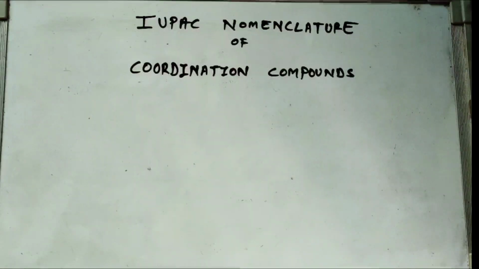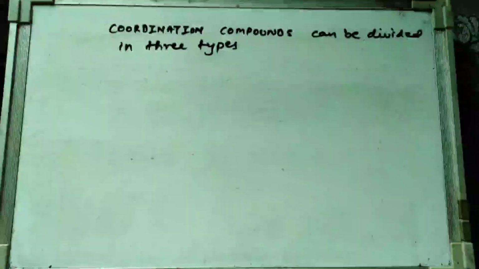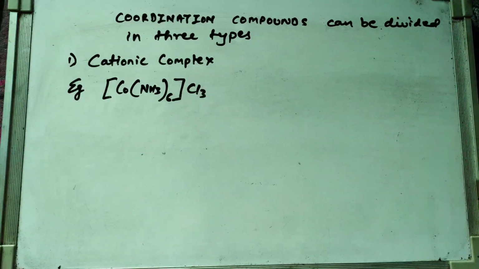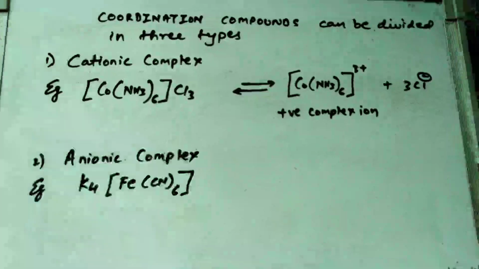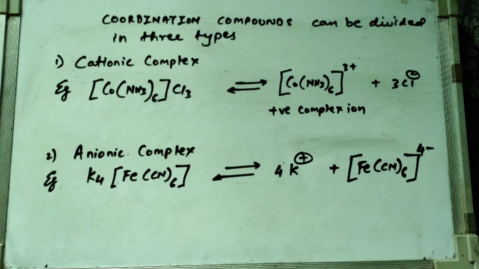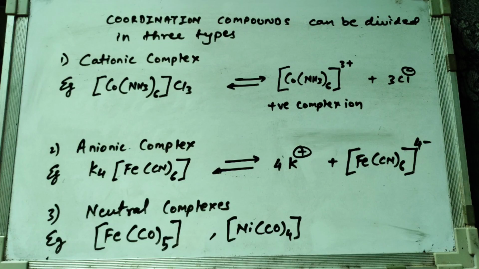Depending on the charge present on the complex ion, coordination compounds can be divided into three types. Cationic complex: for example, hexamine cobalt chloride on ionization produces a complex with a positive charge. Such complexes are called cationic complexes. Potassium ferrocyanide on ionization produces a complex with negative charge. Such complexes are called anionic complexes. If the complex has no net charge, then such complexes are called neutral complexes. For example, tetracarbonyl nickel, pentacarbonyl iron, etc.